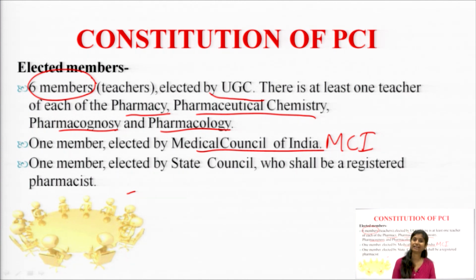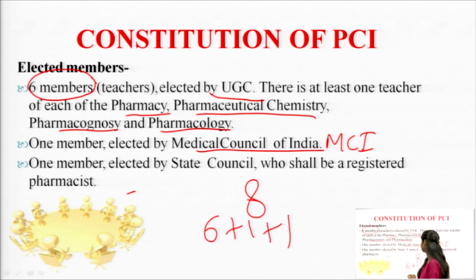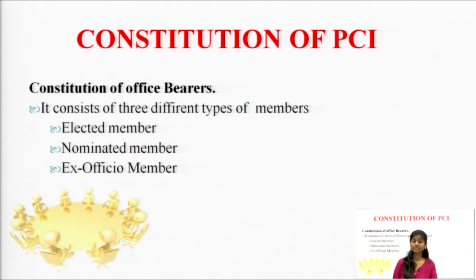तो overall there are 8 members as elected members. कैसे हुए 8? That is 6 plus 1 plus 1. 6 teachers, 1 doctor and 1 pharmacist. So this makes the elected members of सेंट्रल काउंसिल ऑफ फार्मेसी. अभी मैंने आपको थोड़ी देर पहले बताया कि we have elected members, nominated members and ex officio members. तो we have covered elected members, those were 8 in numbers.